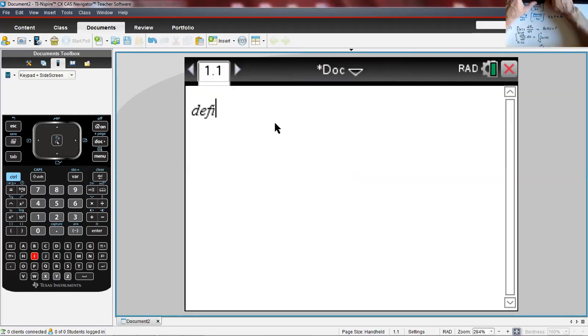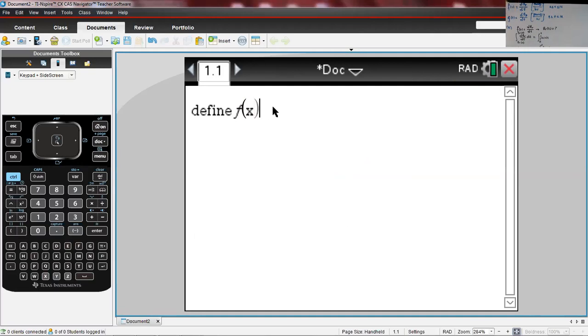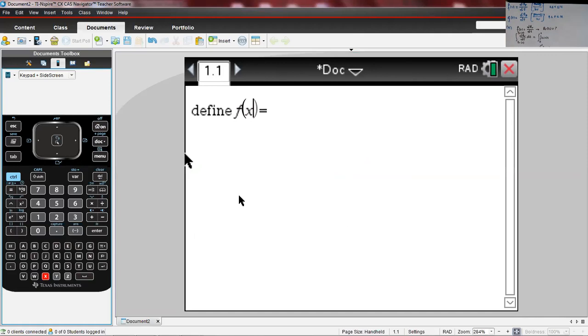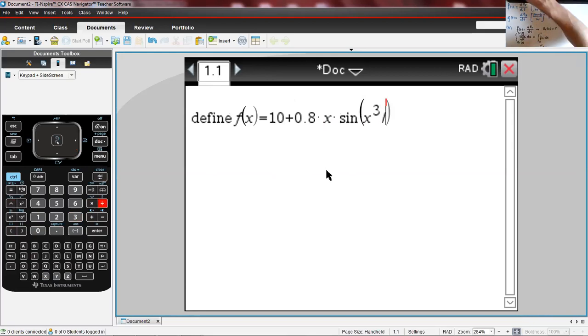Remember, I'm going to define the function. So I'm going to define f of x equals 10 plus 0.8 times x times the sine of x cubed divided by 100. So that's my function.